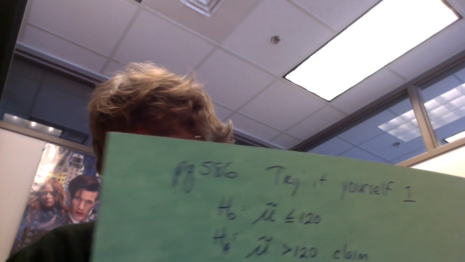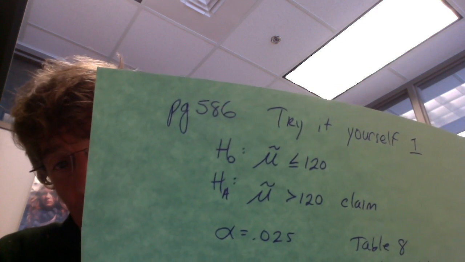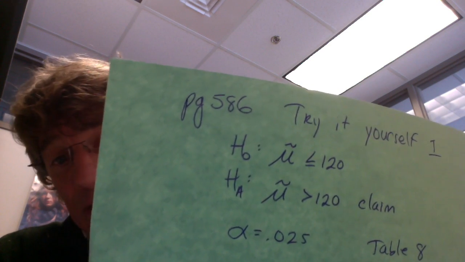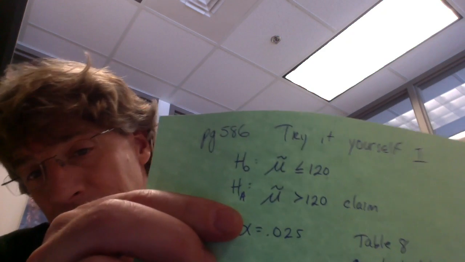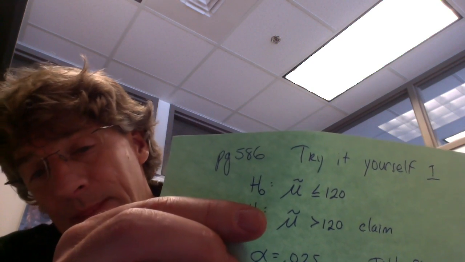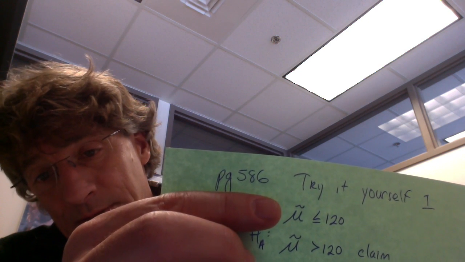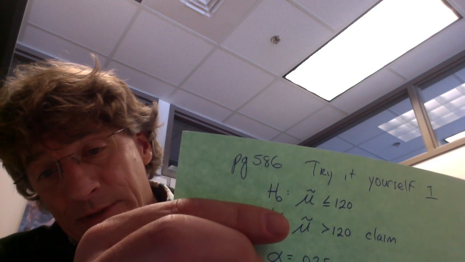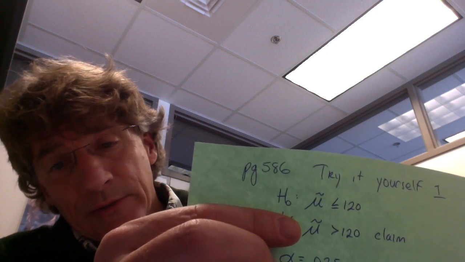So I wrote it all up nice and neat. So try it yourself number 1. When you're looking at this, you're going to see the null and the alternative, and I need to introduce a new parameter to you, and it's mu tilde. Right there is mu tilde. That's the median. So right now the median is either less than or equal to 120, or the median is greater than 120. And when you read through the problem, you'll see that that's the claim.